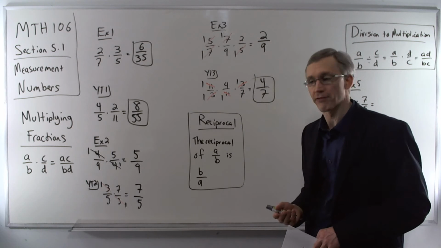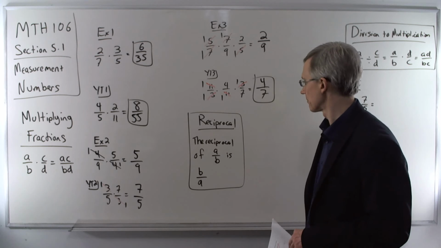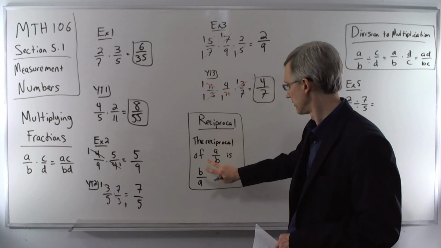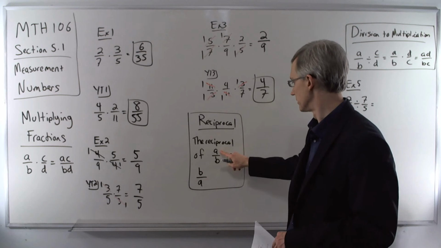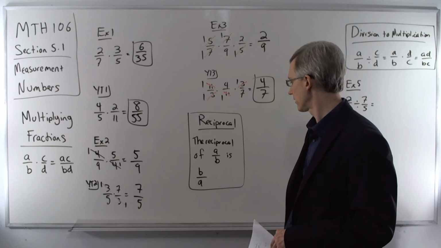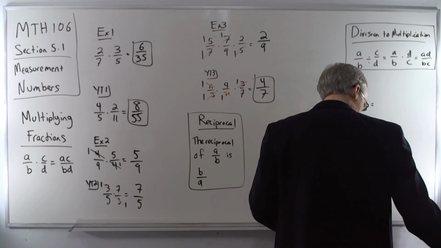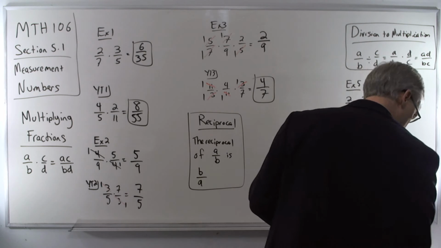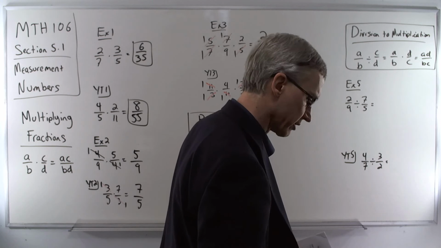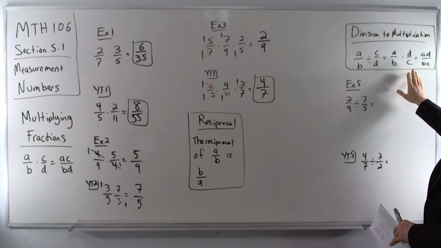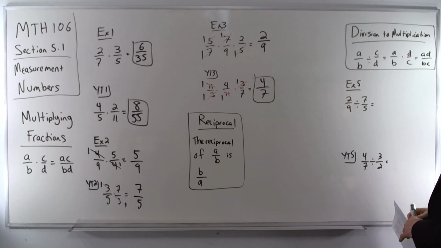Now in order to divide fractions, we need the idea of the reciprocal. The reciprocal of any fraction is that fraction flipped over. The numerator becomes the denominator, and the denominator becomes the numerator. So what we're going to do, whenever we're dividing fractions, we are going to convert to multiplication first.